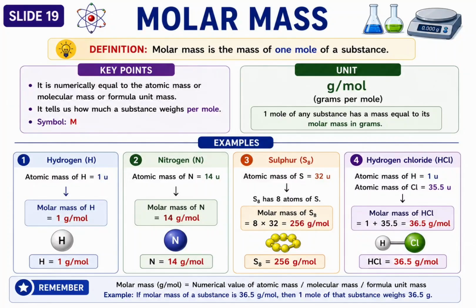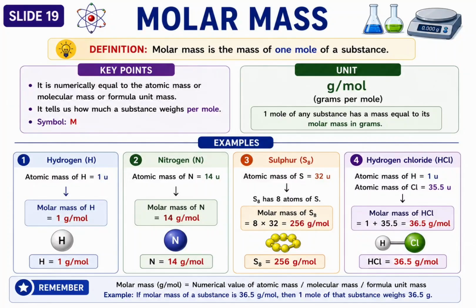Suppose you go to a shop to buy rice. The shopkeeper doesn't count every grain of rice. He simply weighs it. In chemistry, we also need a practical way to deal with a huge number of atoms and molecules. The mass of 1 mole of a substance is called molar mass.